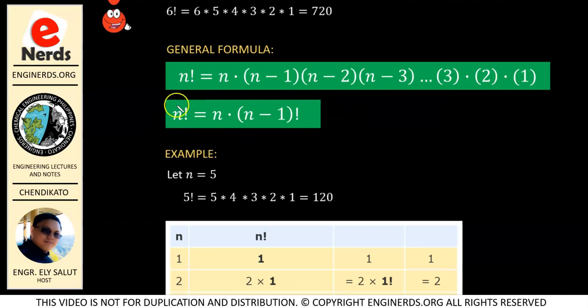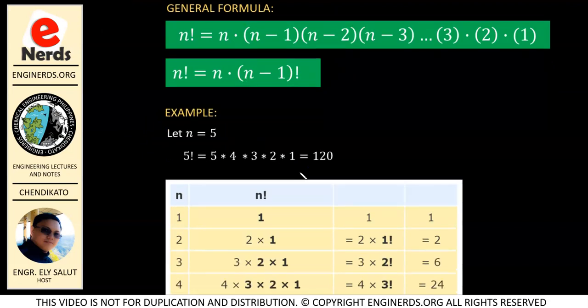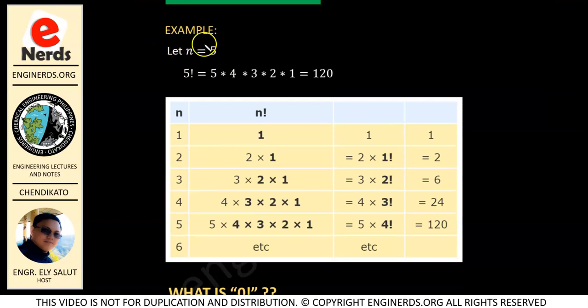And in another representation, we have n factorial is equal to our chosen number times n minus 1 factorial. So, we have to take note of this because gagamitin natin to later kapag tayo ay nagsisimplify na ng factorial with a variable. Okay? So, let us have another example here. So, we have here our chosen number n as 5. Okay? So, we need to get n factorial and our n is equal to 5. So, 5 factorial is equal to 5 times 4 times 3 times 2 times 1, which is equal to 120.